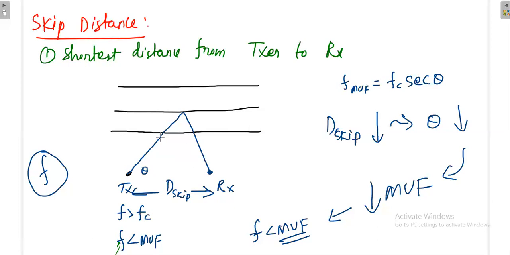Even if you increase your theta, nothing will happen, you can easily communicate over a longer distance, but you cannot decrease theta. If you decrease theta, you will not satisfy this condition, because you always have to satisfy it. If your signal is getting reflected by some layer, your frequency of operation has to be greater than the cutoff of that layer, and also less than the maximum usable frequency of that layer, which is decided by theta also. It's a little bit tricky to understand, but even if you don't understand, no problem, just try to remember the formula.